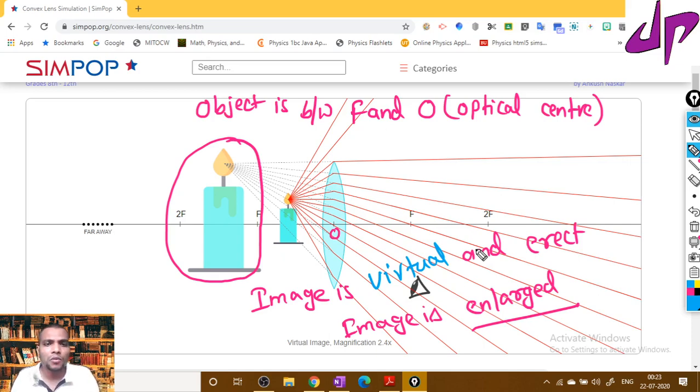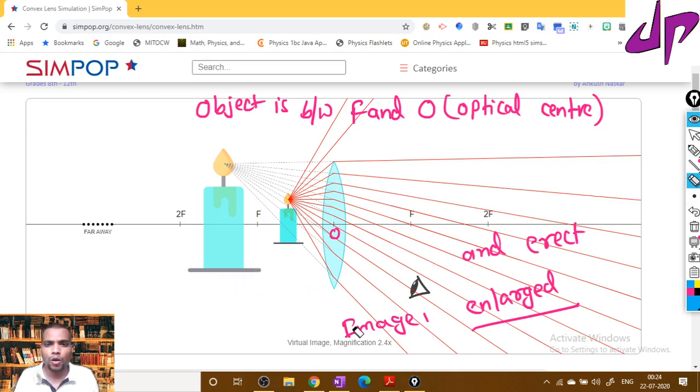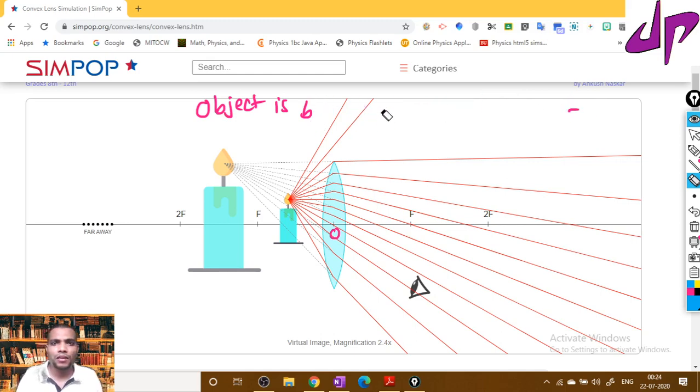So these are the different positions of an object, and how a convex lens forms the image. Likewise, we will see for the concave lens also. A concave lens does not have so many cases like the convex lens. A concave lens has only two cases. Let's see how a concave lens forms the image for the different positions of the object.